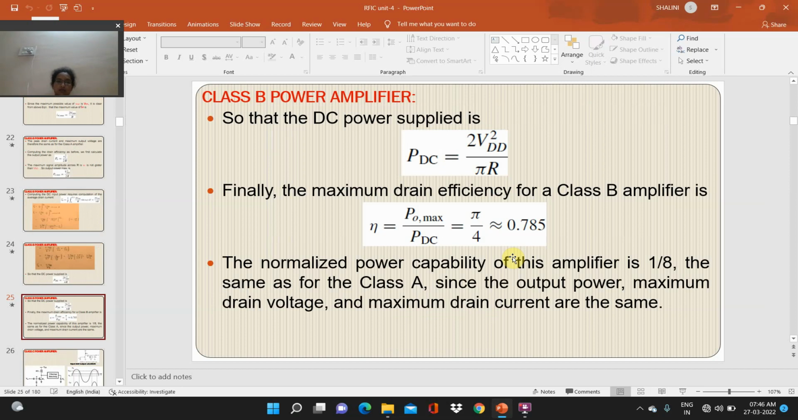Finally, the maximum drain efficiency for a Class B amplifier is eta equal to P0 max by PDC, that is equal to pi by 4, approximately equal to 0.785. The normalized power capability of this amplifier is 1 by 8, the same as for the Class A, since the output power, maximum drain voltage and maximum drain current are the same.